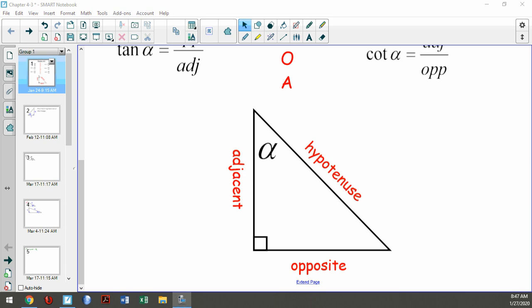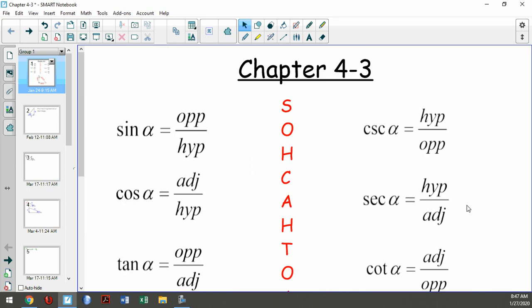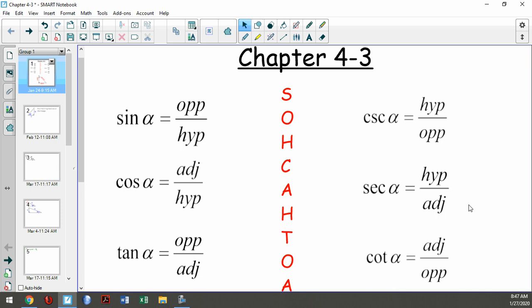Okay, page 274 in your textbook is chapter 4-3. Page 274 in your textbook. Now, on page 274 in your textbook, it talks about SOHCAHTOA. SOHCAHTOA is sine is opposite leg over hypotenuse.